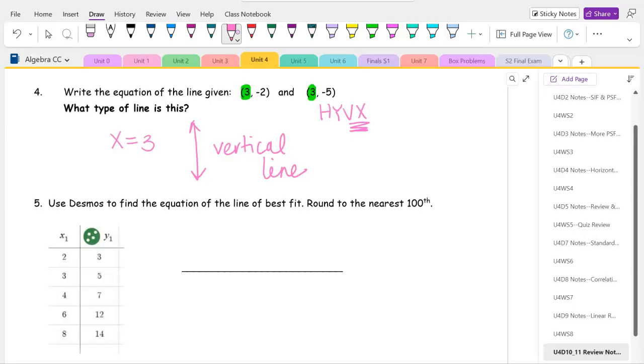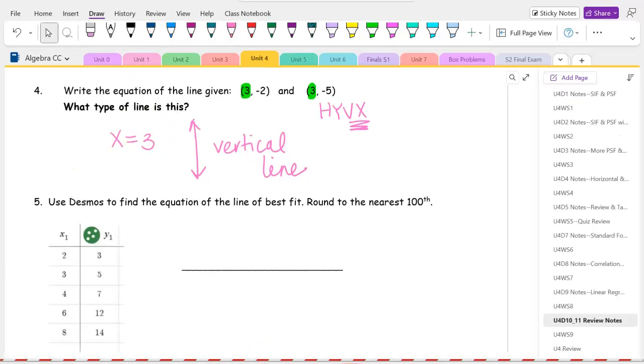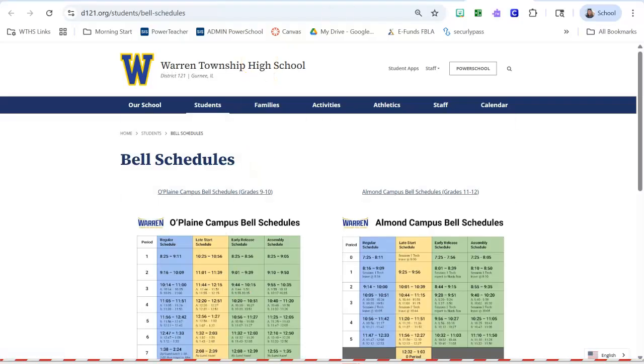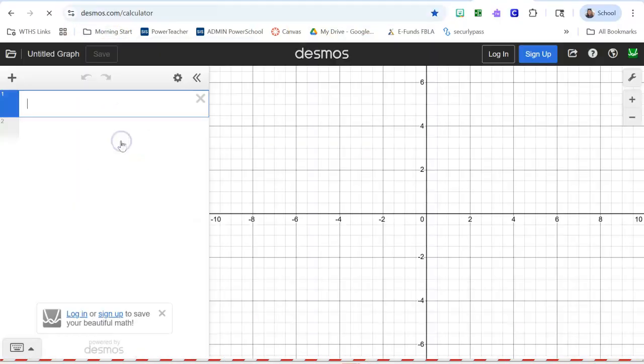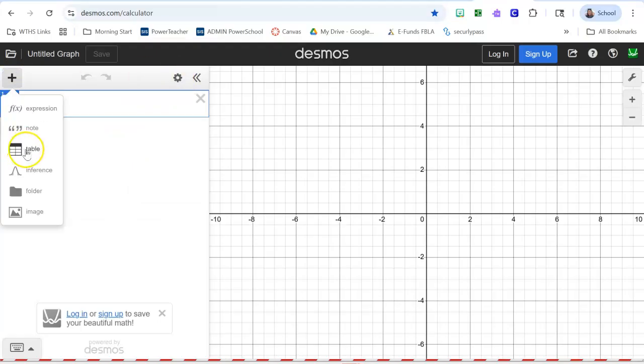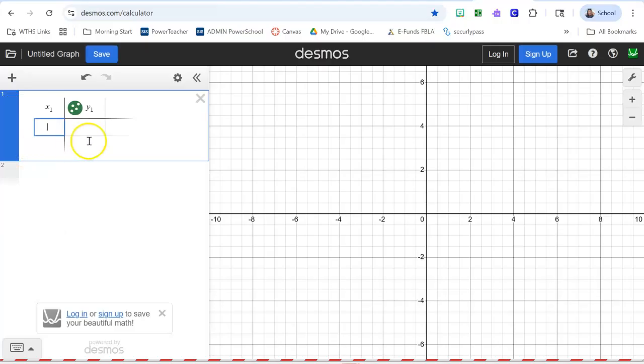All right, the next thing we're going to do is take a look at using Desmos to find the equation of the line of best fit. We're going to round our answer to the nearest hundredth. So what I'm going to go ahead and do is switch over to Desmos. And I click on my plus, and I go to a table. And then I'm going to type everything in. And just make sure that you type it in carefully. Like, for example, that gave me a 5, but it's actually a 6.